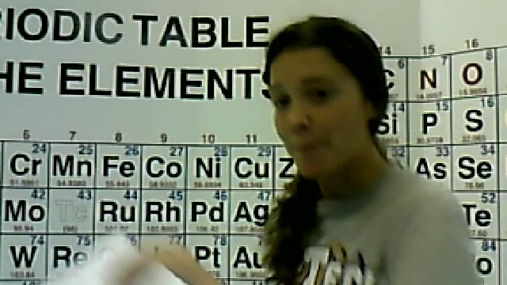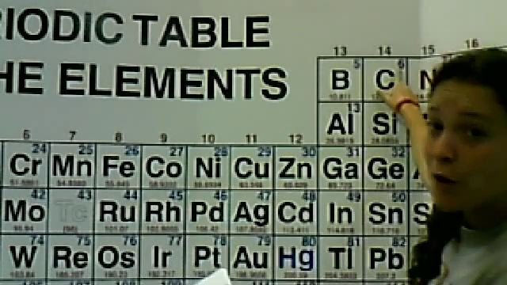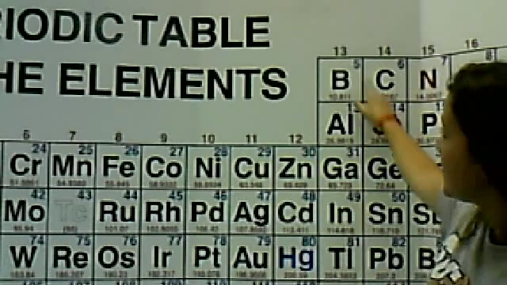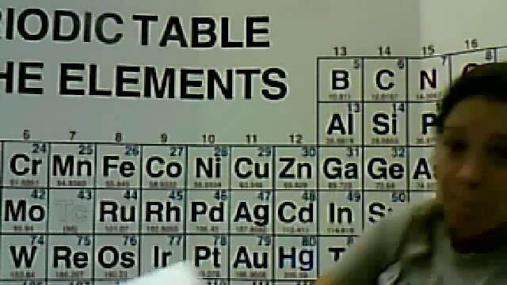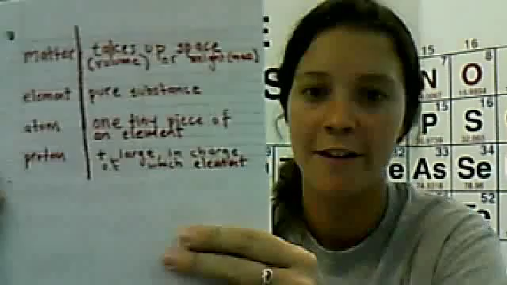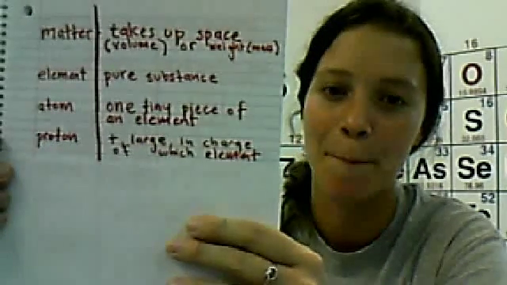For example, carbon has 6 protons, and if it had any more, it would change to nitrogen. And if it had any less, it would change to boron. So the proton is large, it has a positive charge, and it's in charge of which element the atom is going to be.